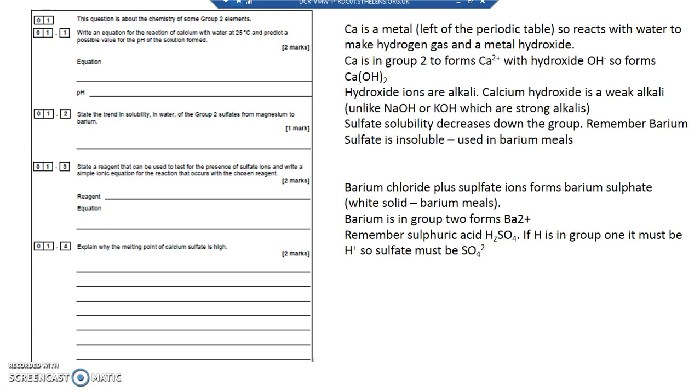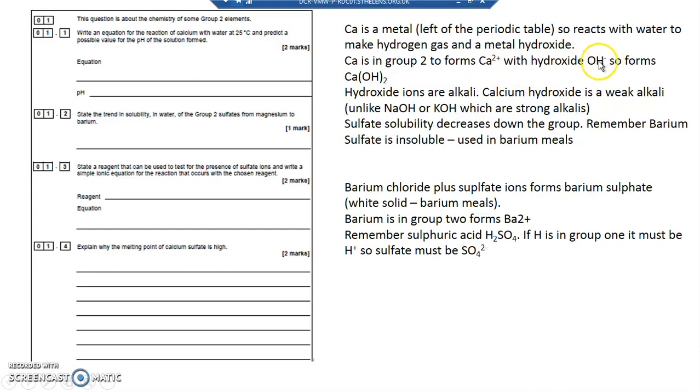Well, group 2, to start off with, let's have a look. Calcium's a metal, so elements in group 1, 2 and 3 tend to be metals, and the transition metals as well. So on the left of the periodic table, we know it's in group 2, so we know that it's got 2 electrons in its outer shell. It's going to form a 2+ ion.